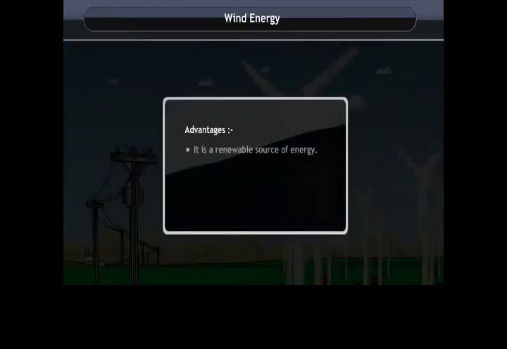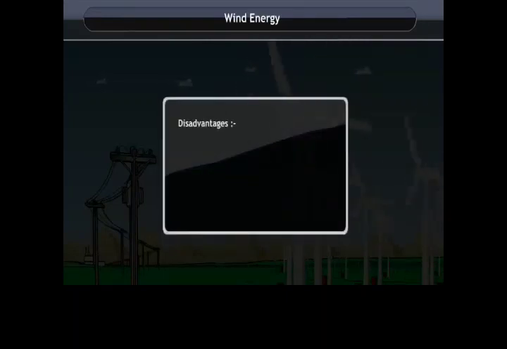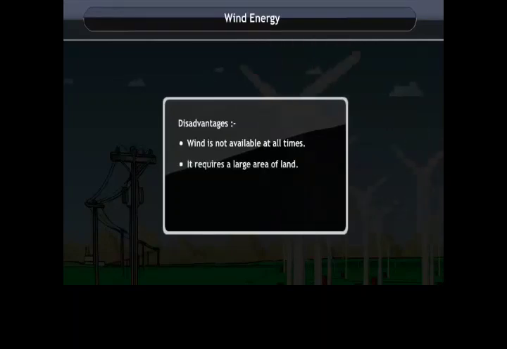Advantages: it is a renewable source of energy. It does not cause pollution. The recurring cost is less. Disadvantages: wind is not available at all times. It requires a large area of land. A minimum wind speed of 15 km per hour is required.